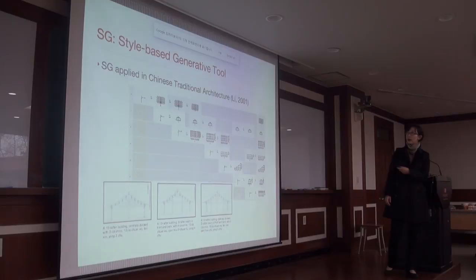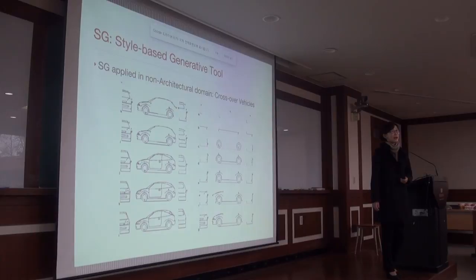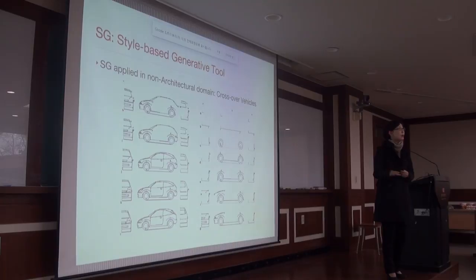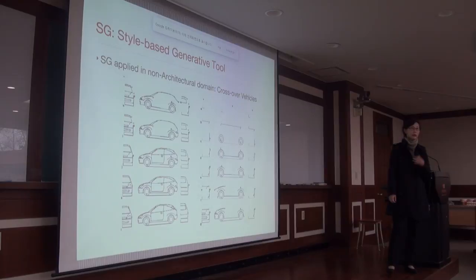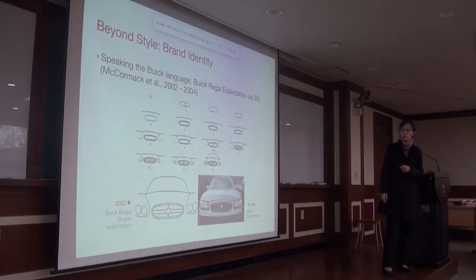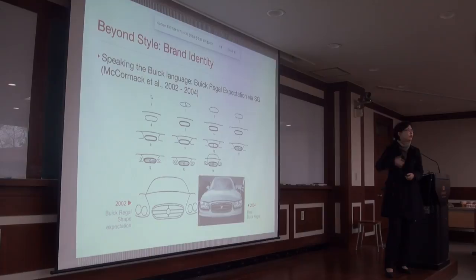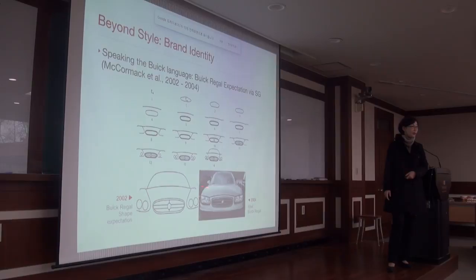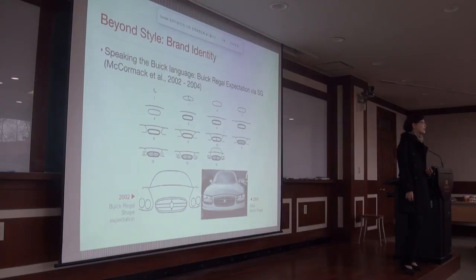And then not only the architecture domain, but some mechanical engineering domain people really got this idea, especially at CMU, John Hagen, who got this idea to develop car design. Basically the interesting thing is he used this idea to recognize brand identity for cars. So in 2002, he made some expectation for the 2004 Buick. Does it look similar? He used shape grammar to predict the next generation of the cars.